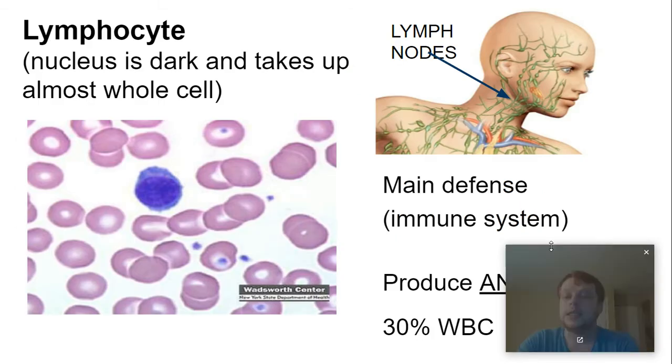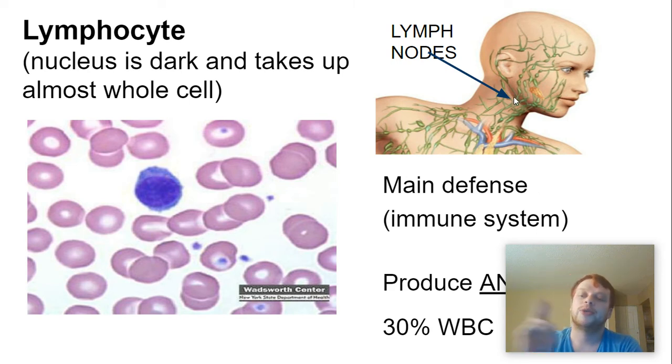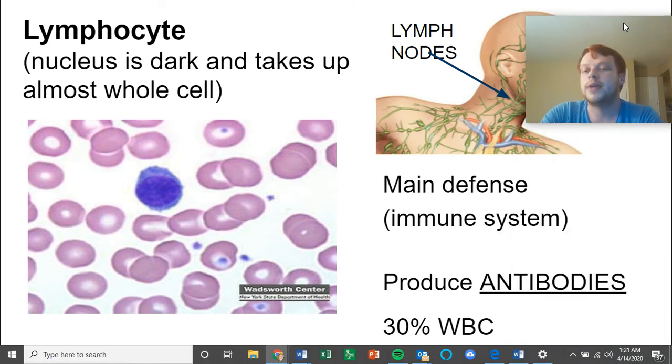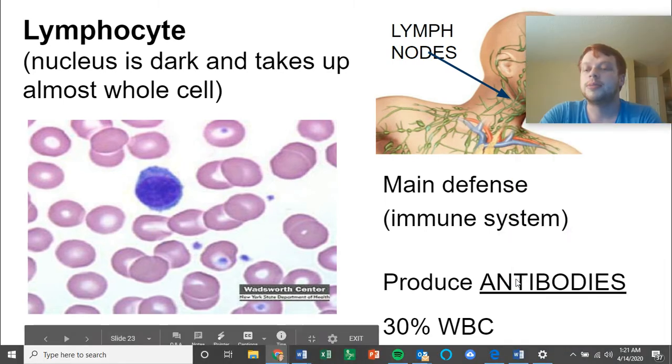And then finally, we have our lymphocytes. So the lymphocytes have a really dark nucleus and it takes up almost the whole cell. There's a lot of DNA stored in them. In all of the lymph nodes in your body, remember we talked about how the doctor will feel your neck? You have lymphocytes. And these are your main defense for your immune system. So they produce something called antibodies. Those are integral in fighting off infection. And because of that, the lymphocytes are the second most common type of white blood cell.